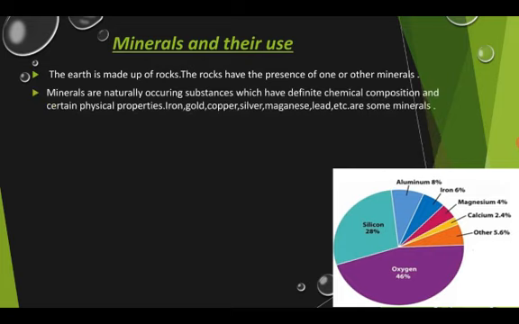Minerals are naturally occurring substances. ये प्रकृति के द्वारा अपने आप बनाए गए हैं. And these minerals have a definite chemical composition. यह एक निश्चित रासायनिक प्रक्रिया के द्वारा ही बने हैं. And certain physical properties, और यह कुछ निश्चित प्रकार के ही दिखाई देते हैं. So I want to repeat, minerals are naturally occurring substances which have definite chemical composition and certain physical properties.